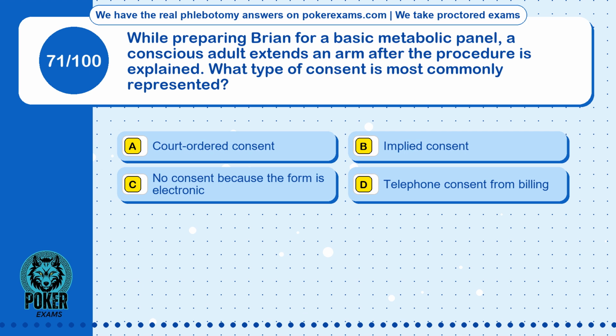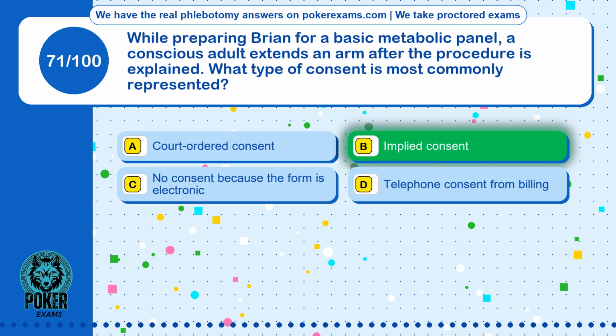Question 71. While preparing Brian for a basic metabolic panel, a conscious adult extends an arm after the procedure is explained. What type of consent is most commonly represented? Option A, court-ordered consent. Option B, implied consent. Option C, no consent because the form is electronic. Option D, telephone consent from billing.